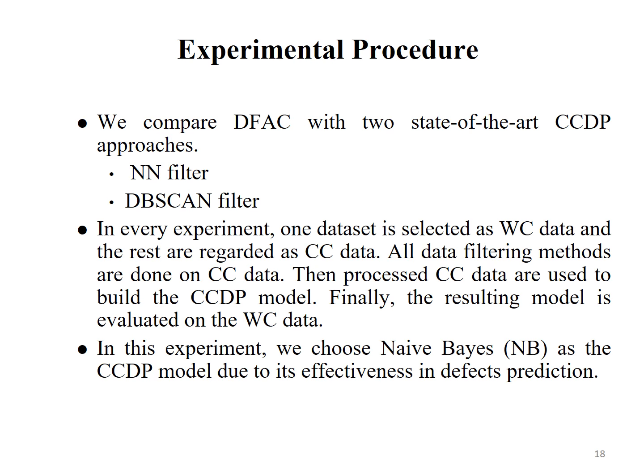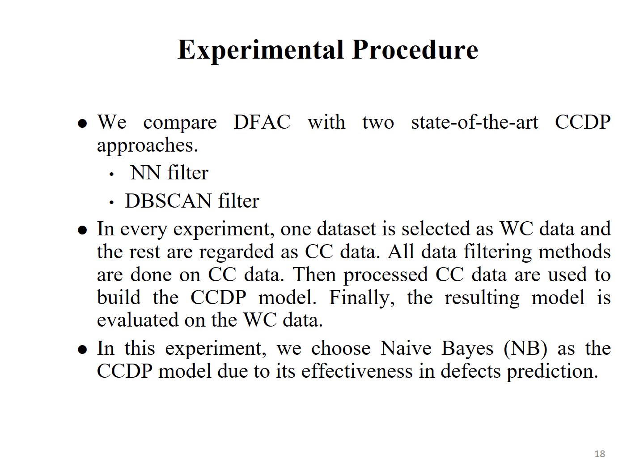In order to confirm whether DFAC can perform better than other data filtering methods, we compare DFAC with 2 state-of-the-art CCDP approaches. In every experiment, one dataset is selected as WC data, and the rest are regarded as CC data to conduct the experiment. The CC data is considered as basic training data, which will be adjusted in every experiment.